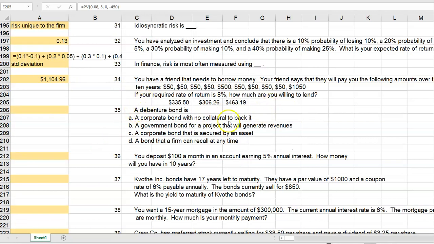A debenture bond. Simply corporate bond, no collateral. By definition. Government bond for a project that will increase revenues. It's a revenue bond. This is a secured bond. Got the terms in here already, right? Revenue, secured. And this is a callable bond.